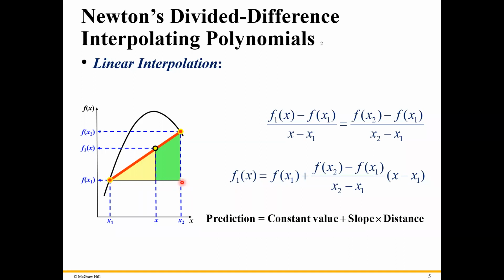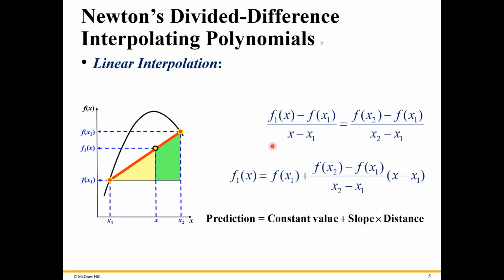If we draw one horizontal line from this first known point, and another horizontal line from the other known point, and then a vertical line from the other known point, and a vertical line from the point for which we want to find the value, we will come up with these similar triangles.